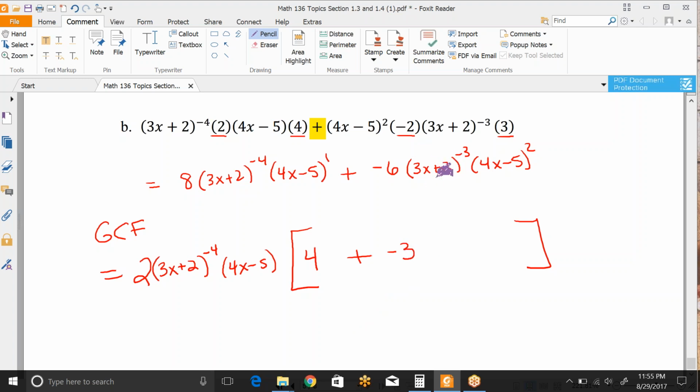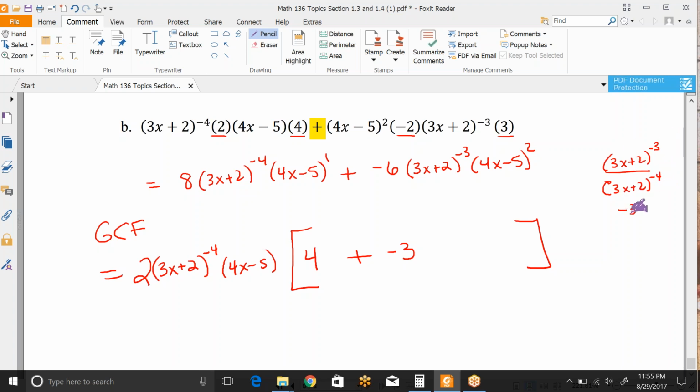Now, here's a problem that most people have with the negative exponents. You pulled out negative 4, right? Here you have negative 3. When you pull something out, you're dividing. So you're doing (3x+2)^-3 divided by (3x+2)^-4. Anytime you're pulling something out, you're taking what you had and dividing it by the GCF. These are the same base, so you're just subtracting those powers.